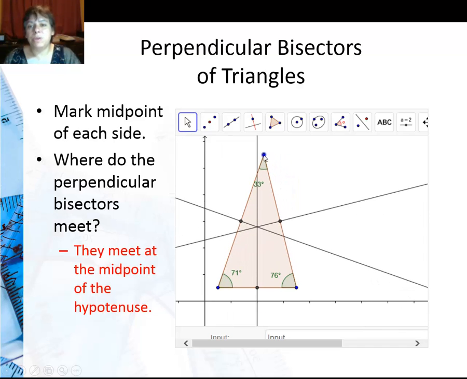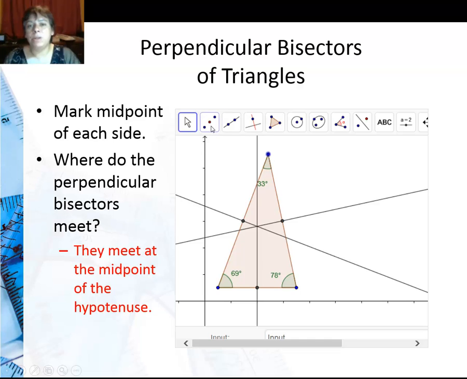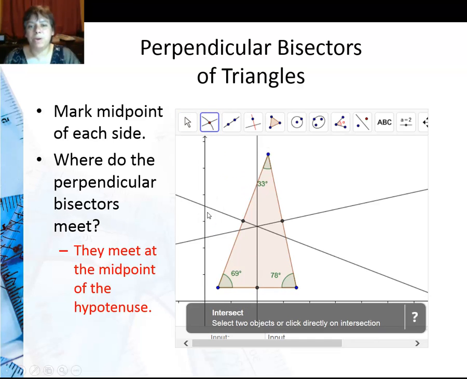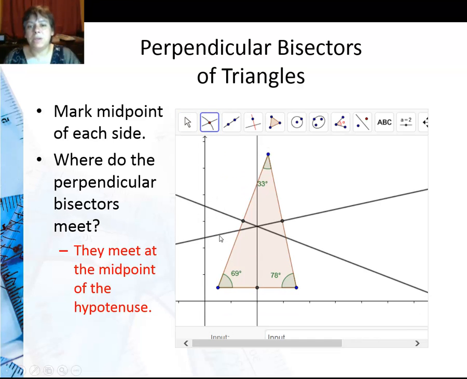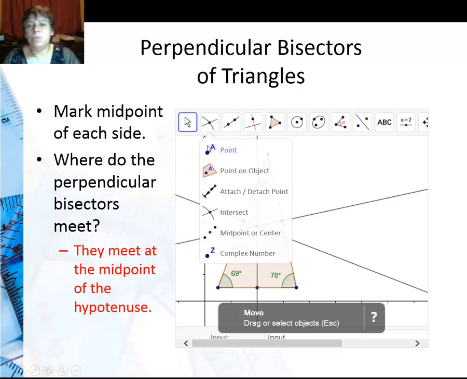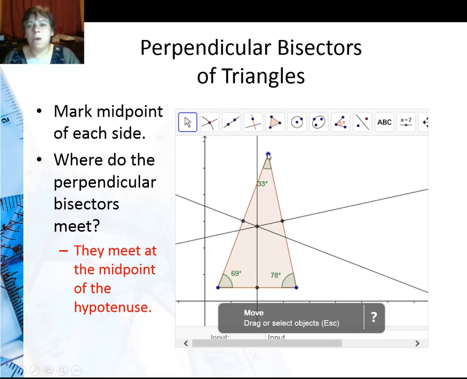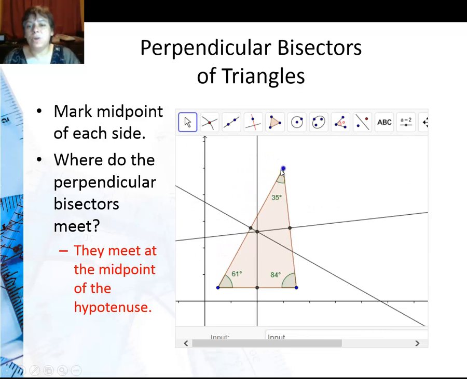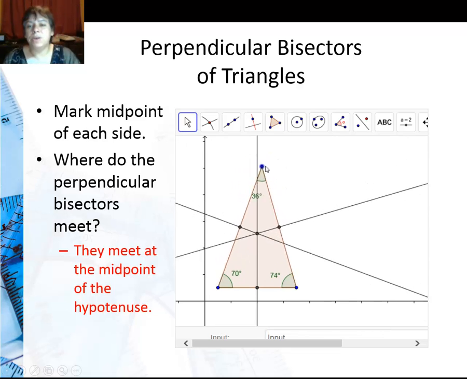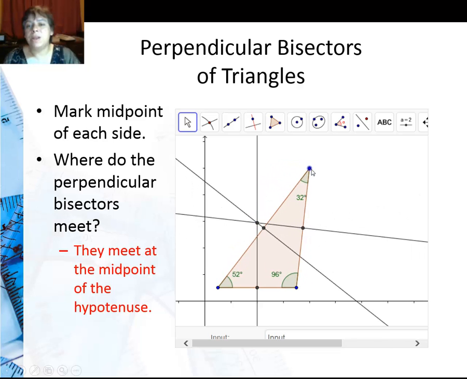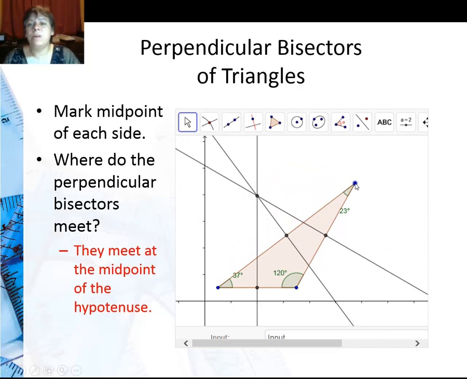So I'll just move this around, and you can see the points where they meet, and I have a cool way of marking that: click two segments, and it shows you where they intersect. So the point where these meet is inside the triangle when my triangle's acute. If I go greater than 90 degrees, then the point of intersection moves outside of the triangle.